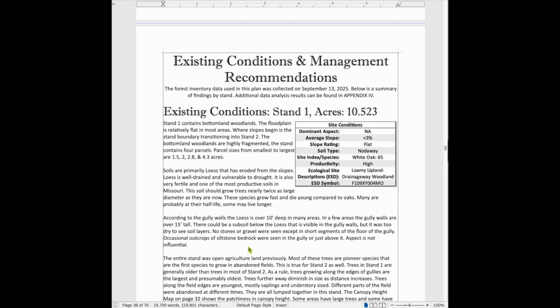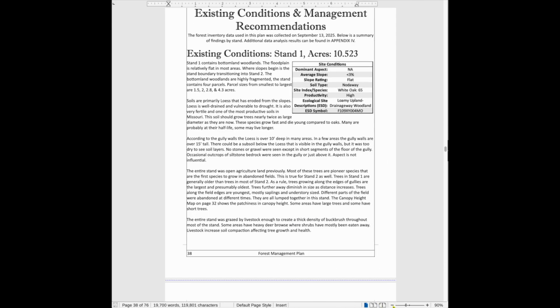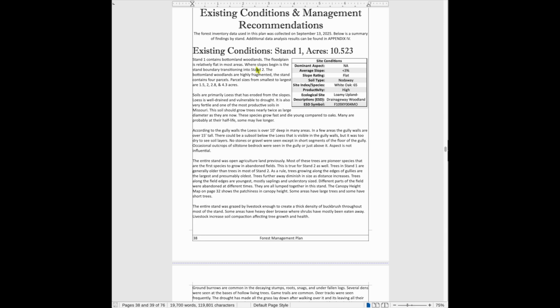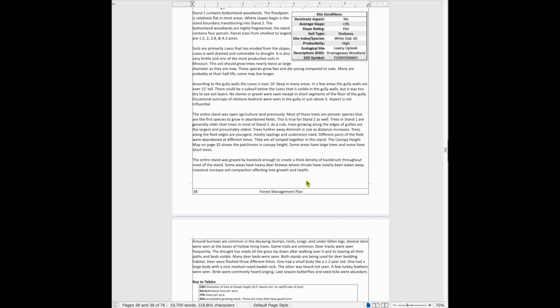Okay, so now here I go through every stand, and I'm not going to do this for this video, but I am just going to hit some highlights and kind of explain how it works. So the first part is just some general details about the stand. So it's the bottomland woodlands. It contains different parcels. The aspect, because it's a flat bottomland woodland, the aspect isn't influential, and there's not much slope. So all these general details about the entire area that is stand 1.